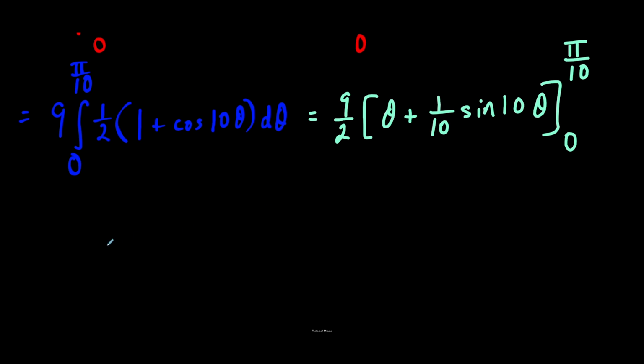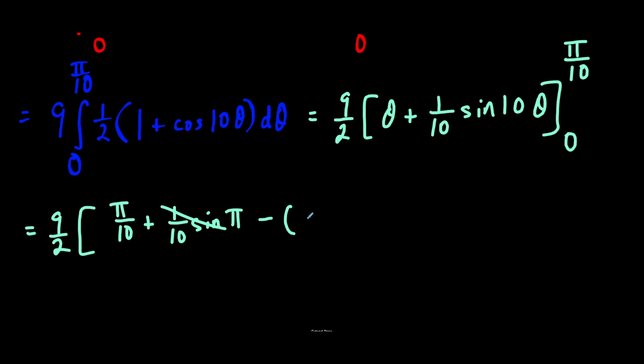So now we just make our substitution. We have 9 over 2 we'll leave on the outside. And we've got pi over 10 plus 1 over 10 sine of 10 times pi over 10, which is pi. So this term is going to go away. And then we've got minus, and when we substitute in 0, we've got 0 plus 0. So the first term is the only one that remains, and we're going to have 9 pi over 20. This is our solution to the second question.